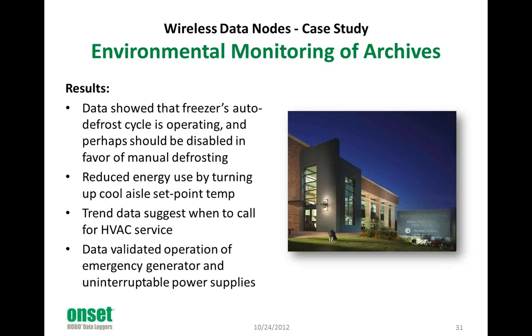The results of the monitoring pointed out several areas of their system that can be optimized, like turning up the cool aisle set point temps in order to reduce energy and giving them the information needed to suggest when to call the HVAC service to keep their systems running optimally. You can also use this to schedule things, the HVAC systems, instead of coming twice a quarter, maybe they come once a quarter. The data also validated the operation of their emergency generator and their uninterruptible power supply, allowing them to show their potential customers that their valuable data will be safe for them even if there is a power outage.